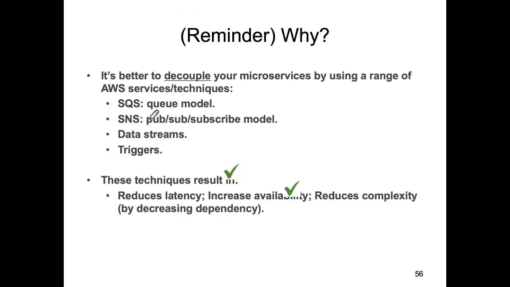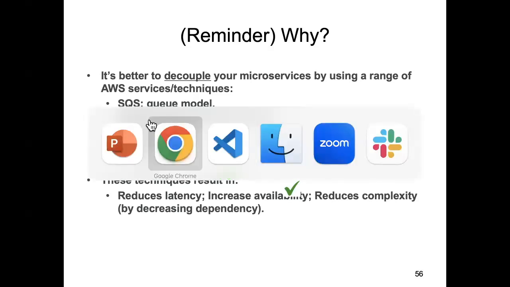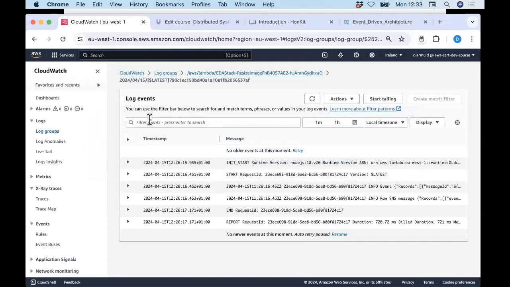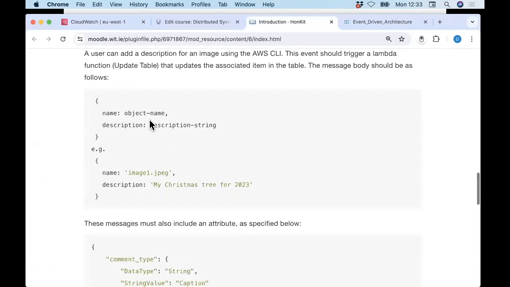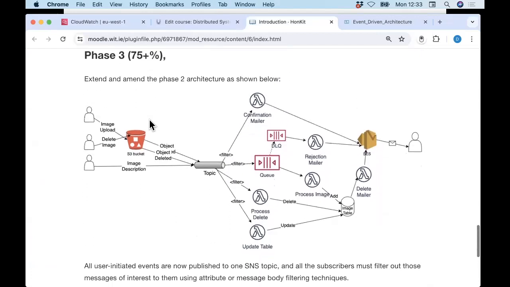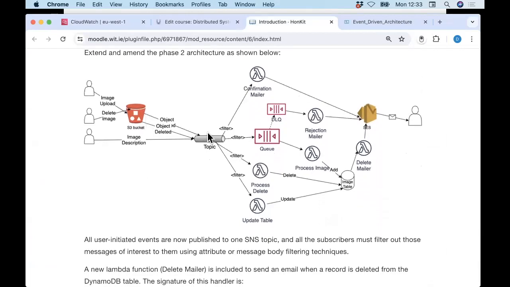That's message-based filtering. Back to my assignment specification, and that brings us on to phase 3. In phase 3 of the specification, we are now going back to just using one SNS topic. So there are potentially 3 different types of messages being received by this one SNS topic. In phase 2, we had 2 topics. And we need to do filtering on all of the subscribers.